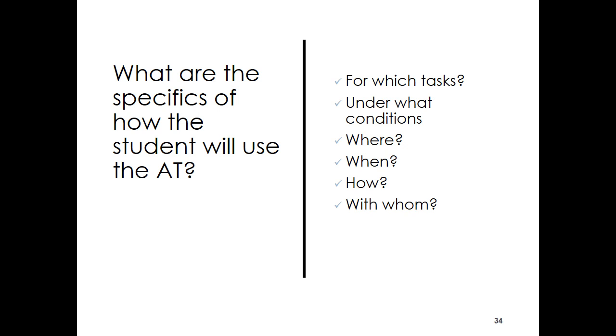So looking at what aspects of that student's achievement and performance are expected to change. So looking at the vision. And then what are the specifics of how that student will use the assistive technology? For which task, under what conditions, when and where is that student going to be using it, how and with whom. It's not just apply the technology for the student and you're on your way. No, we need to have some conditions that student will be using it. For example, a high-tech augmentative communication device for the student may or may not be appropriate in a physical education setting.